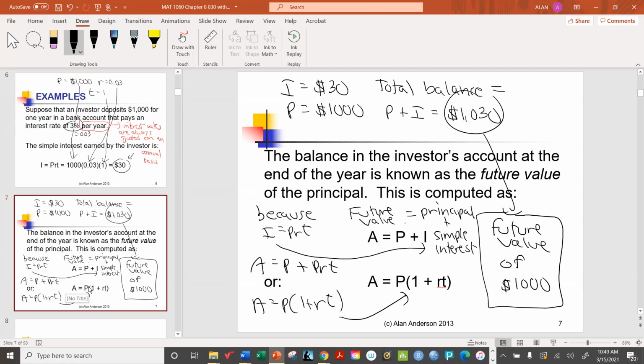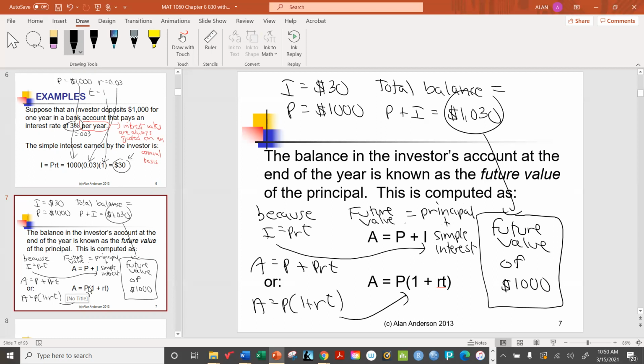Now, we can do this more quickly and more directly by using one of these two formulas, which both actually mean the same thing. The first one just says, listen, if you want to know the future value, you're just going to take your principal and add your interest, and that's it. When the year is over, or actually it doesn't have to be a year, it could be any time frame, when that time frame is over, the amount you have in the bank will come from this formula. That's your future value.